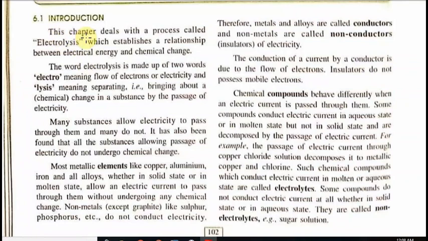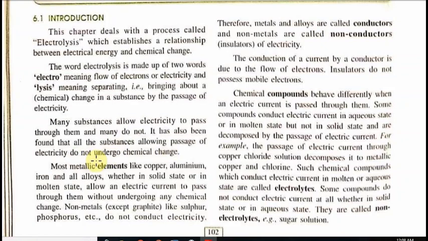This chapter deals with electrolysis. What is actually electrolysis? The word electrolysis is made up of two words: electro means flow of electrons, and lysis means separation. Many substances allow electricity to pass through them and many do not. It has been found that not all substances that allow passage of electricity undergo chemical change.